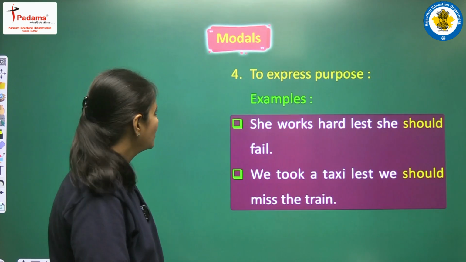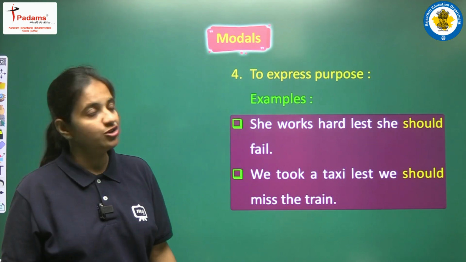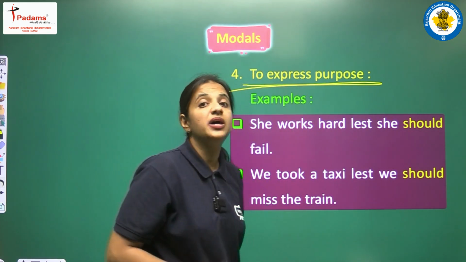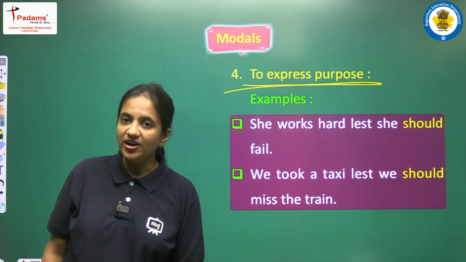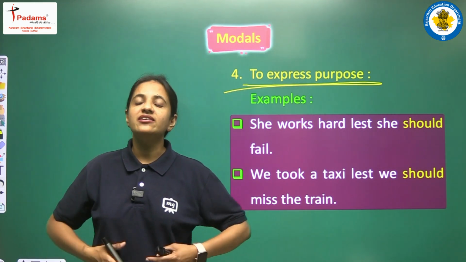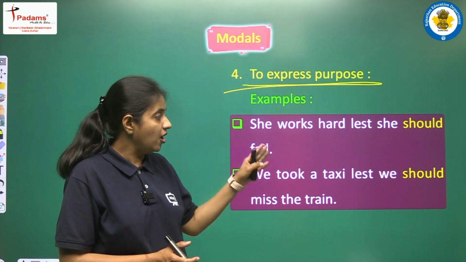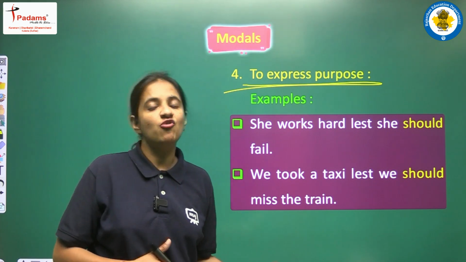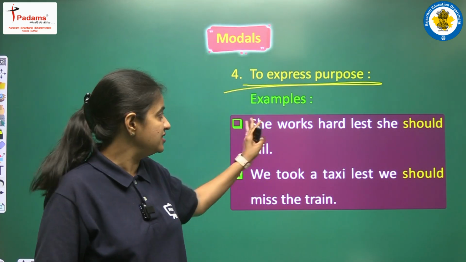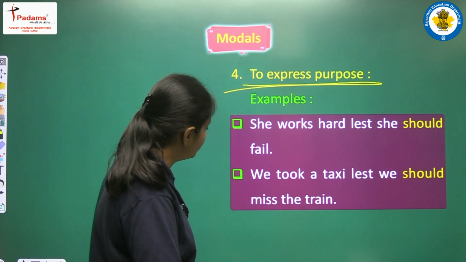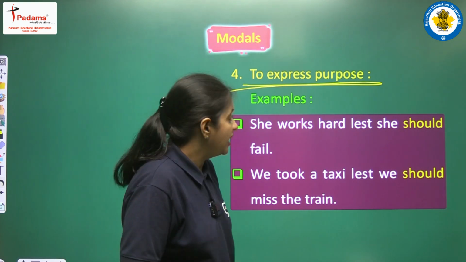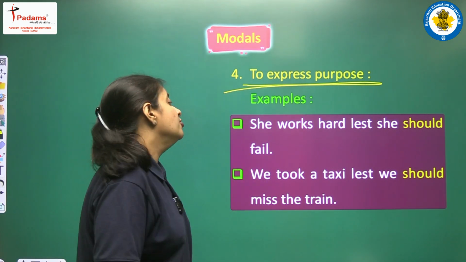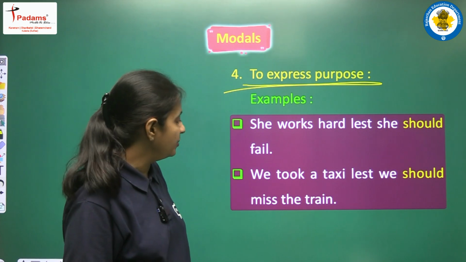Okay. Next, moving on, another use of should we are having. So we can see here that it is used to express purpose. So yes, should as a modal is used in a sentence when we are trying to show purpose. So how can we use should in this purpose, and how can we make the sentence? What will be the structure of the sentence, that we will see in the examples. So let's read the first one. She works hard lest she should fail. One more example, let's read first of all. We took a taxi lest we should miss the train.